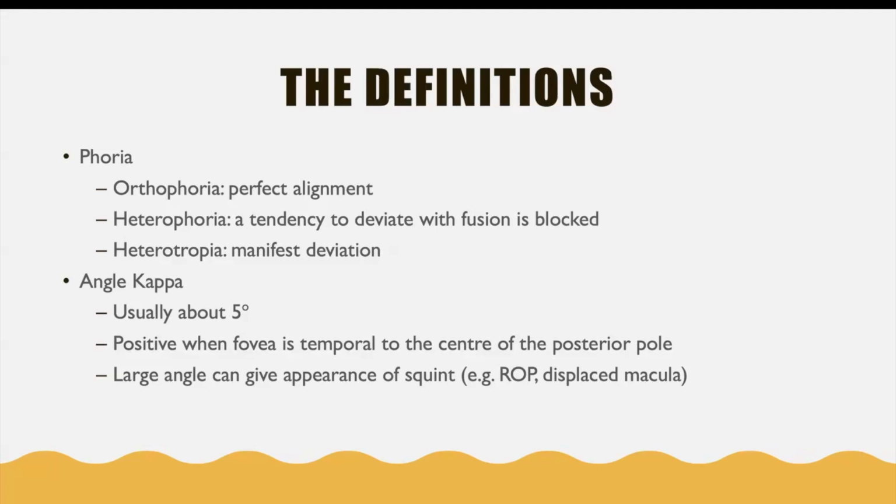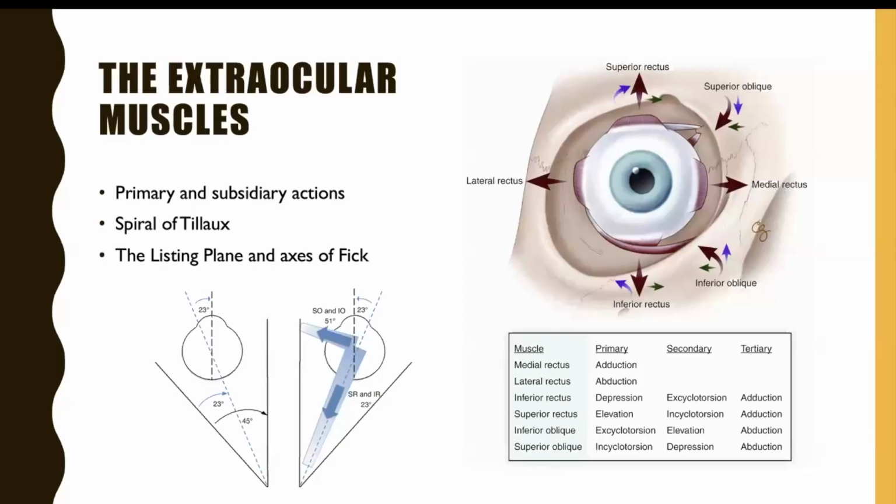A quick comment on angle kappa. This is usually about 5 degrees. Now, what the angle actually describes is essentially the angle between your fovea and the center of your posterior pole. So when looking directly straight ahead, your fovea should be about 5 degrees temporal to the center of the posterior pole, and that's the normal. And it can be negative, it can be positive, and a large angle can give the appearance of a squint. And you'll see this in things like retinopathy of prematurity, for example, where the macula can actually be displaced after treatment or from the pathology itself. And that's just a general quick comment on that.